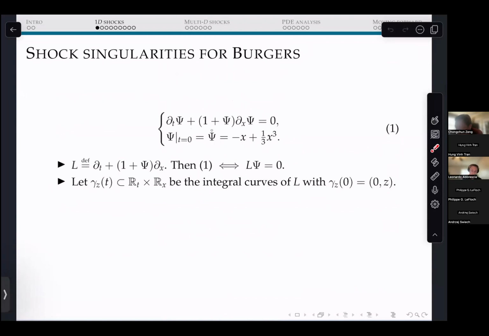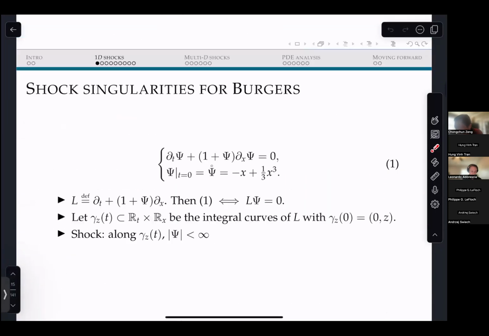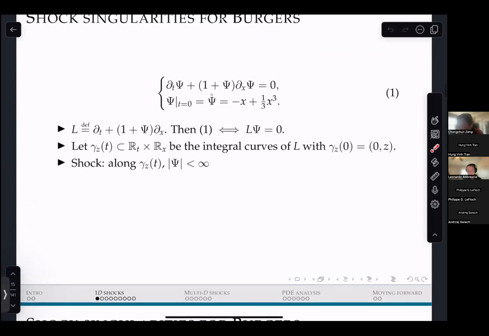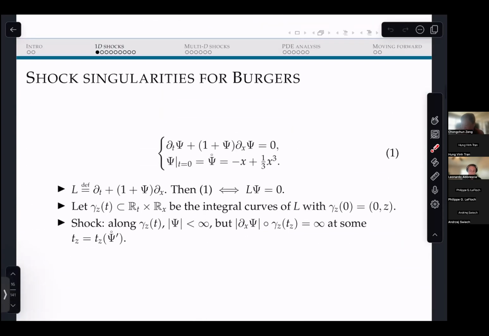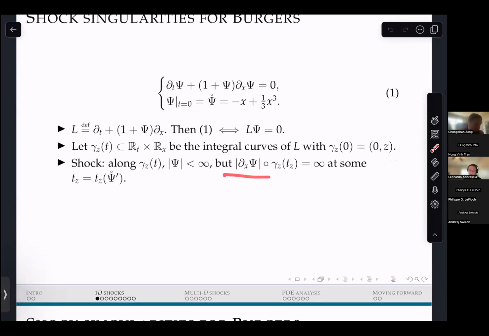So if you consider space-time with t and x, and you consider an integral curve of this equation starting from z, then what is a shock? A shock is a singularity where the solution itself is bounded, but the derivative along the integral curves of L blows up in finite time. So there is a specific t_z, where z parameterizes the initial spatial location of the characteristic.